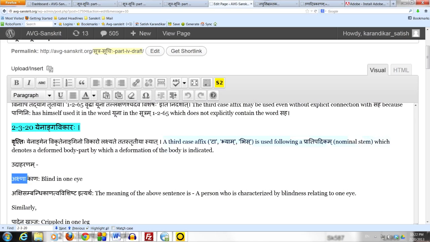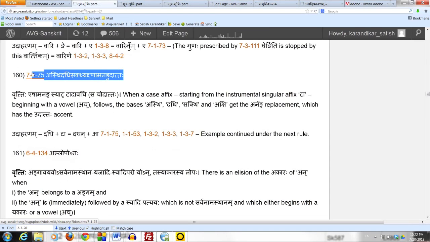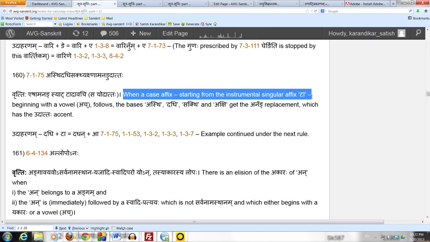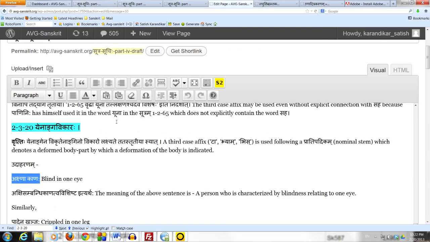Akshna is tritiya ekavachanam of akshi pratipadikam. It's a napumsakalinga pratipadikam. Recall that by the Sutram 7-1-75, Asthi dadhi sakthi akshnam anangudattaha: when a case affix starting from the instrumental singular affix ta, beginning with a vowel, follows, the bases asthi, dadhi, sakthi and akshi get the anang replacement, which has the udattaha accent. That's how we get the form akshna as the tritiya ekavachanam.